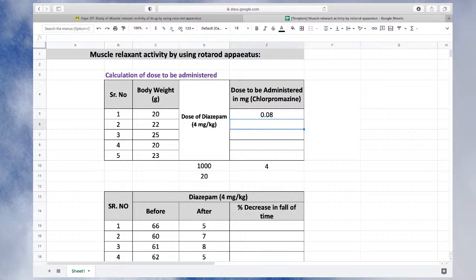Likewise, you will be calculating for the remaining animals. Again I am doing this cross multiplication: 22 multiplied by 4, the standard dose, divided by 1000. So you will get the dose for a 22 gram animal. Likewise, you can calculate for a 25 gram animal: weight multiplied by the standard dose divided by 1000. You can calculate the dose for all the remaining animals. So this is how you can calculate the dose to be administered.